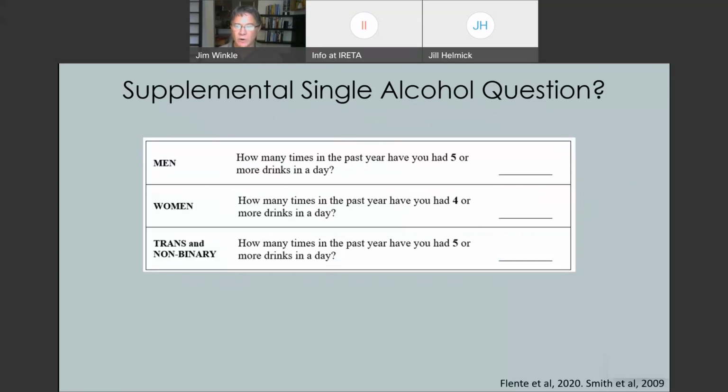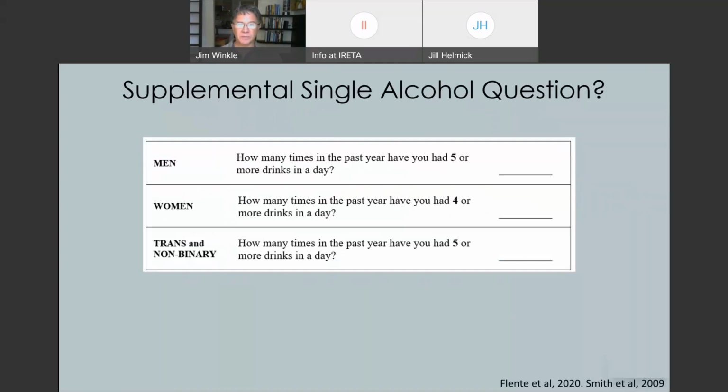We add a category using that Fuente study that identified 5 or more drinks as a cutoff for binge drinking. What if we added that to this question? So there's still the cis categories of men and women, and that's based on the Smith study. But if we add a Fuente question, trans, non-binary, then we're kind of including everyone or most people.